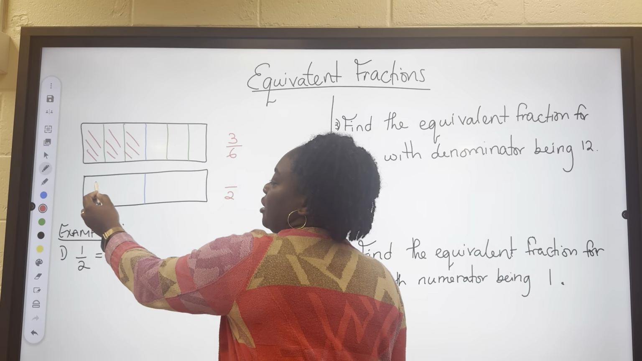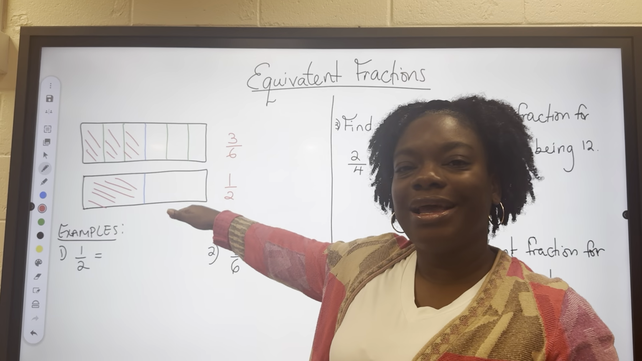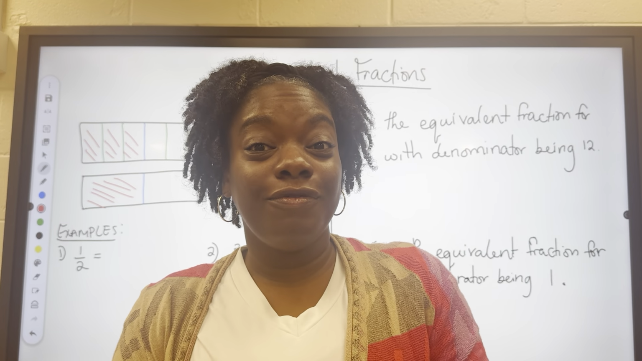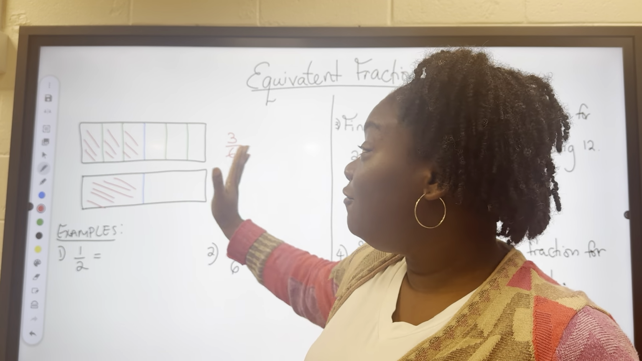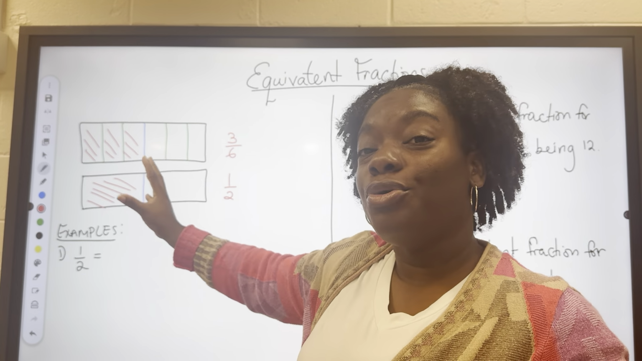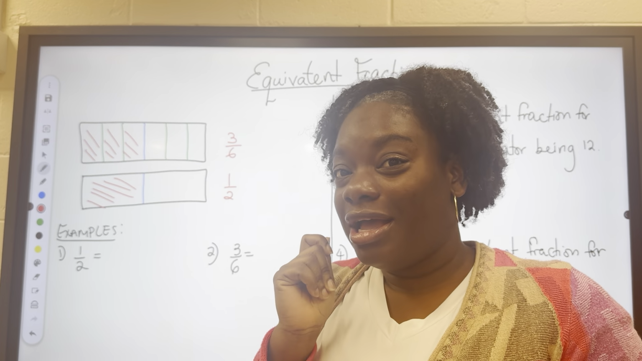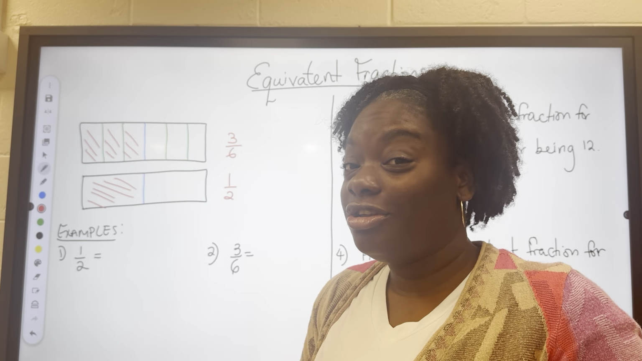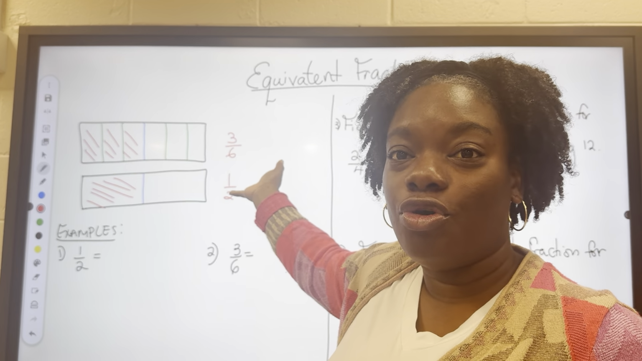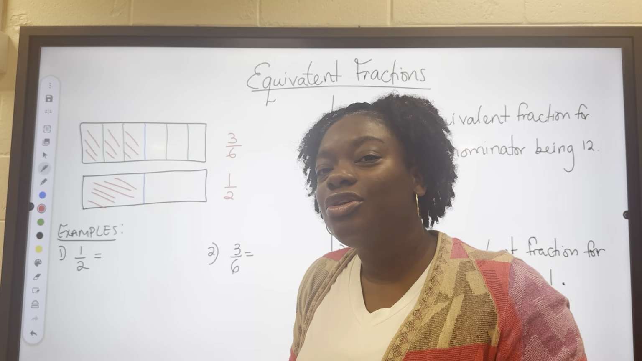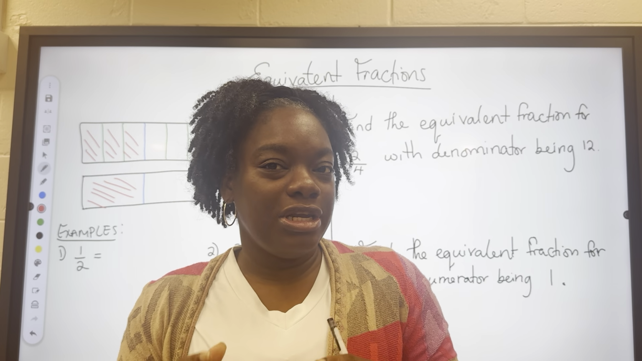Now, if I shade one piece of the second rectangle, that would be 1 out of 2. I want you to note where the blue line is. If you notice, in both rectangles, the same quantity is being shaded. Do you realize that? It's the same quantity, just written in a different form. That's exactly what equivalent fractions are: the same quantity being represented but written in a different form.